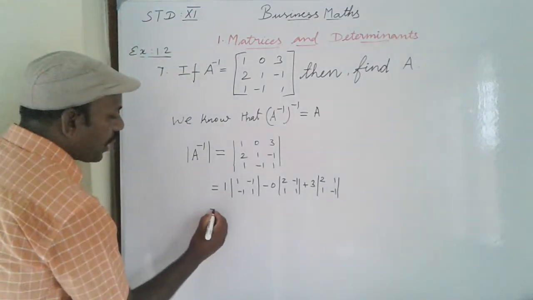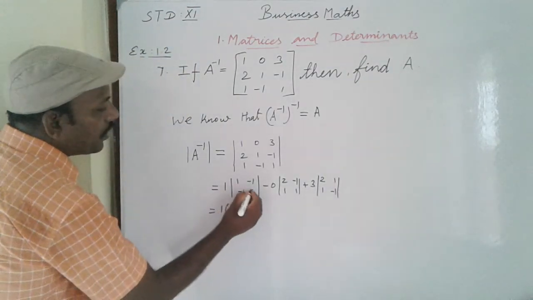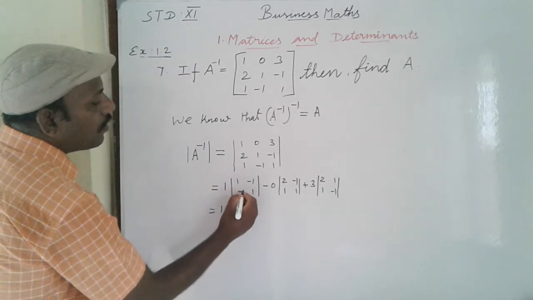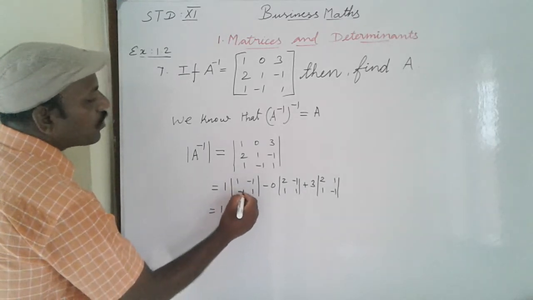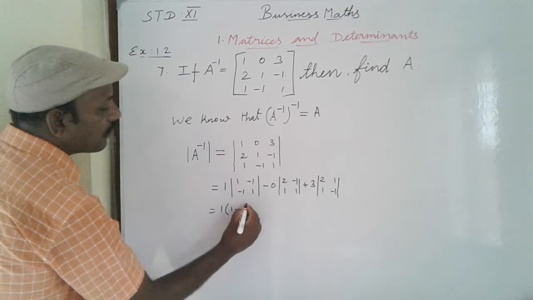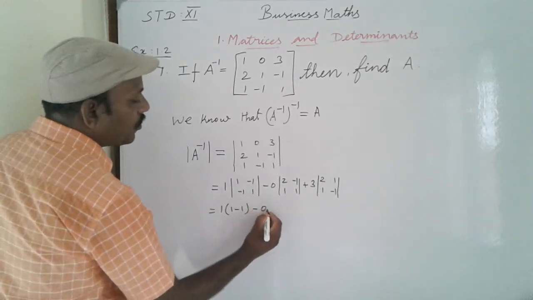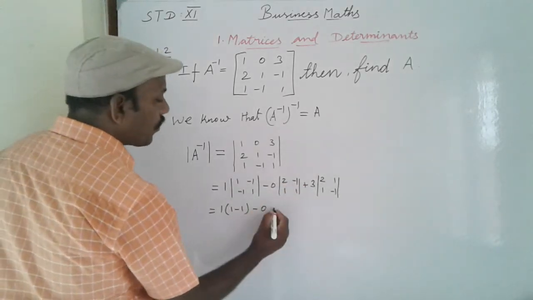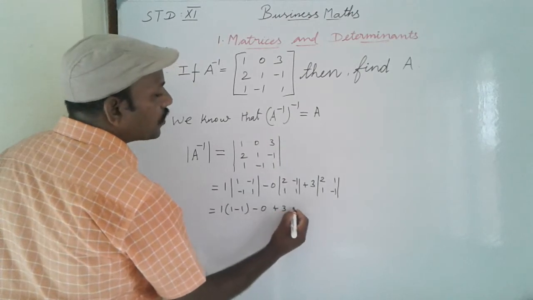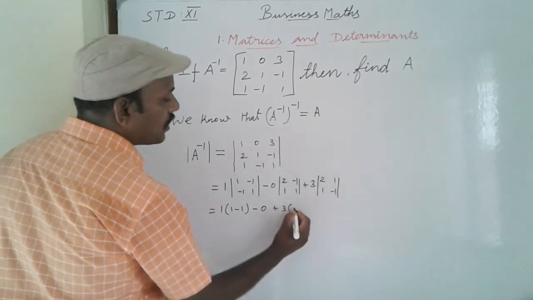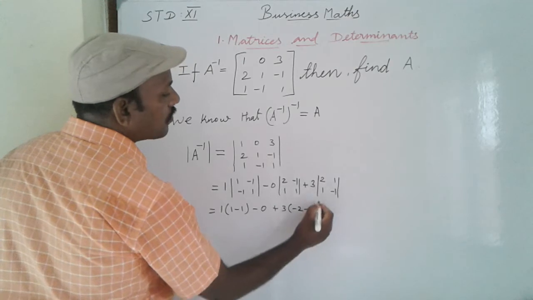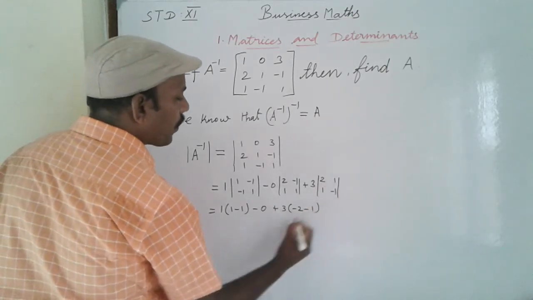We should find this value. 1 into (1 into 1, minus of minus 1 into minus 1 is plus 1). Minus 0 into anything is 0. Plus 3 into (2 into minus 1 is minus 2, minus 1 into 1 is 1).